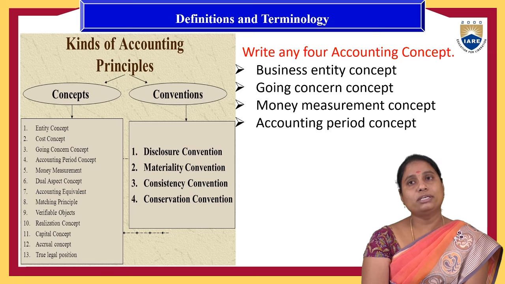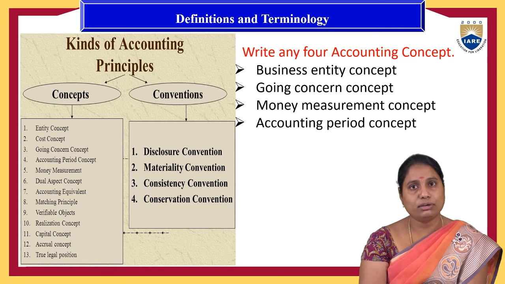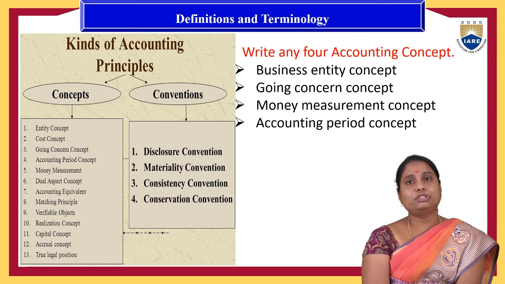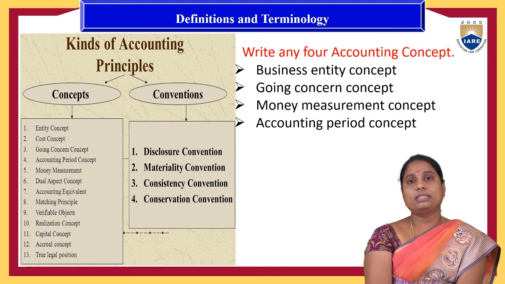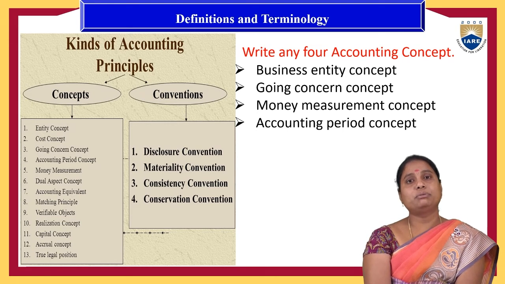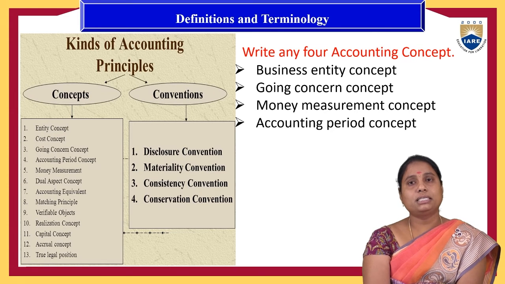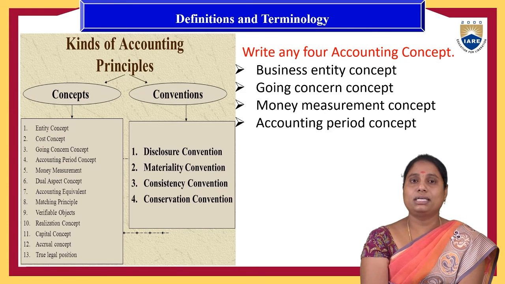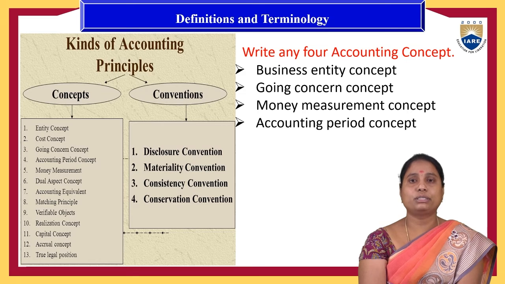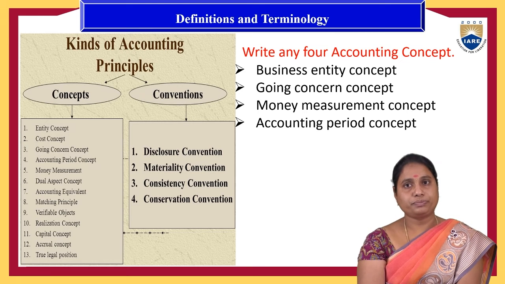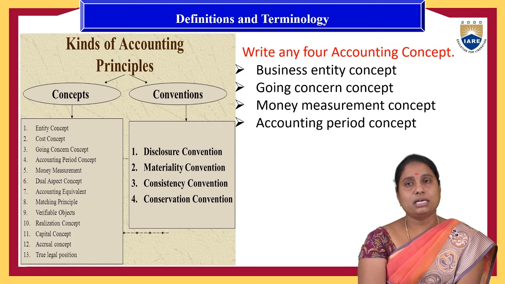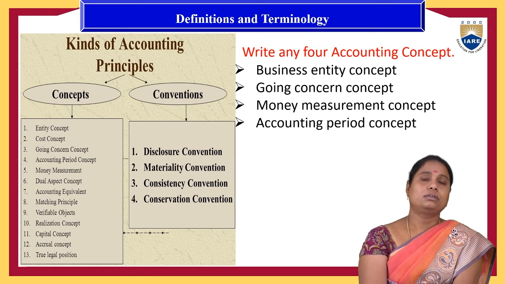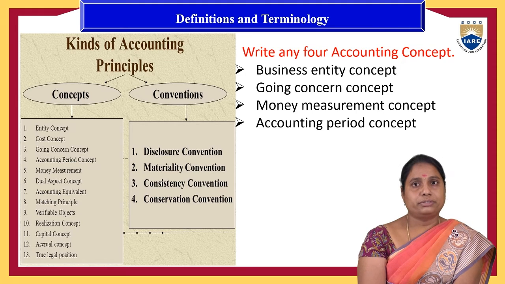If any 4 accounting concepts are asked, we can go for any of these. And conventions: disclosure convention, compulsorily they have to show all the information. And materiality convention, and consistency in maintaining their methods and books of records. And conservatism convention. All these are the concepts and conventions. So if they ask you for 4 accounting concepts, you can mention any of these concepts and conventions.